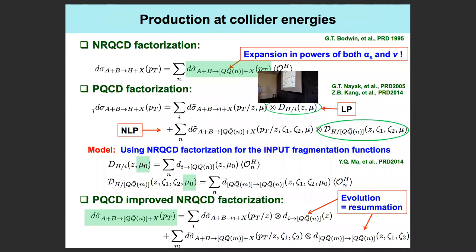Factorization just fails. But that's not bad. Even for the J/psi cross section, everybody says J/psi factorizes. That's not true. Only leading power and next-to-leading power factorize. The J/psi cross section by itself, to all powers, is not factorized.